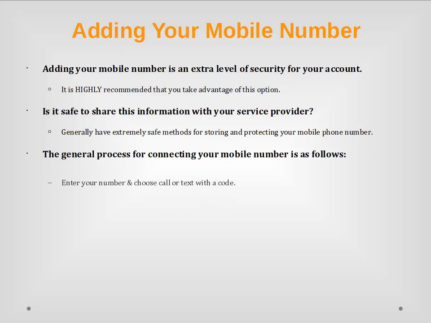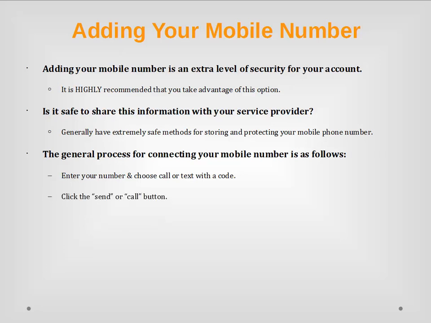First, enter your number and choose call with a code or text with a code. Second, click the send or call button. Third, enter the code provided to you. And fourth, click confirm and wait. Your account should be confirmed and connected to your mobile phone number after that general process.